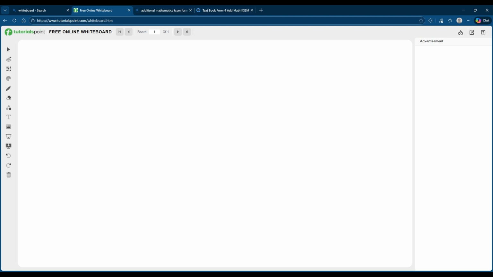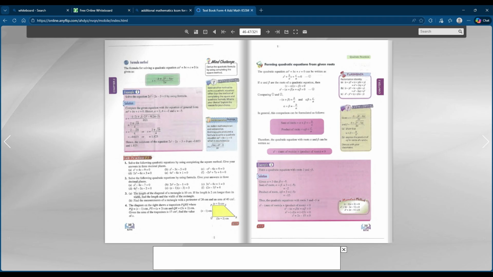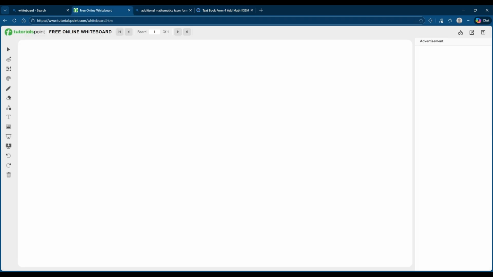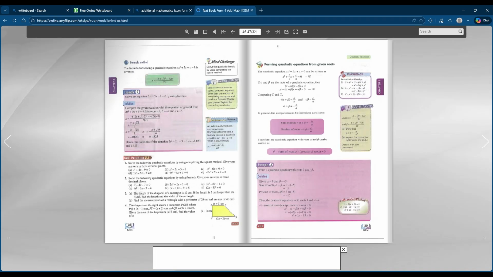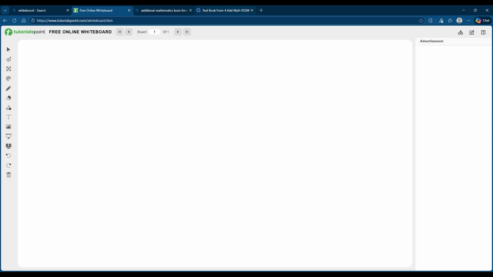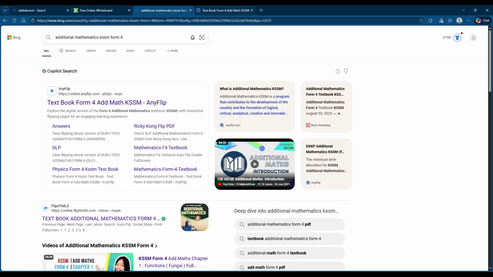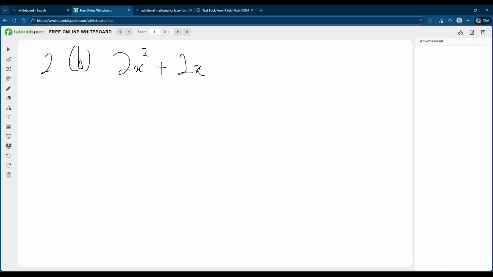If you go to your textbook page 38, we see question number 2 over here, question 2B. It says 2x squared plus 2x minus 1 equals to 0.